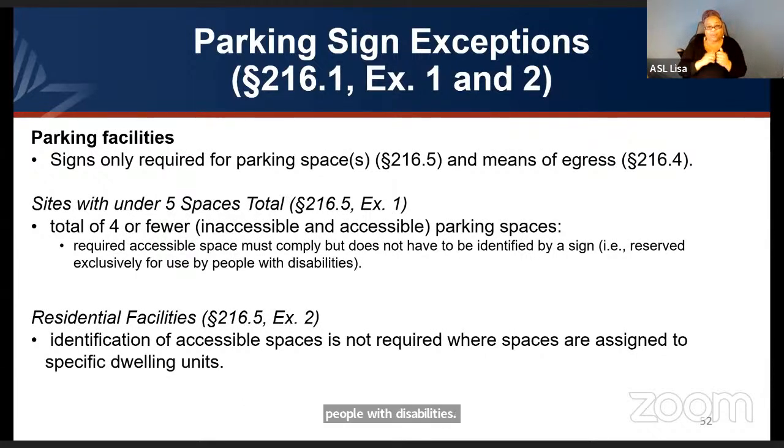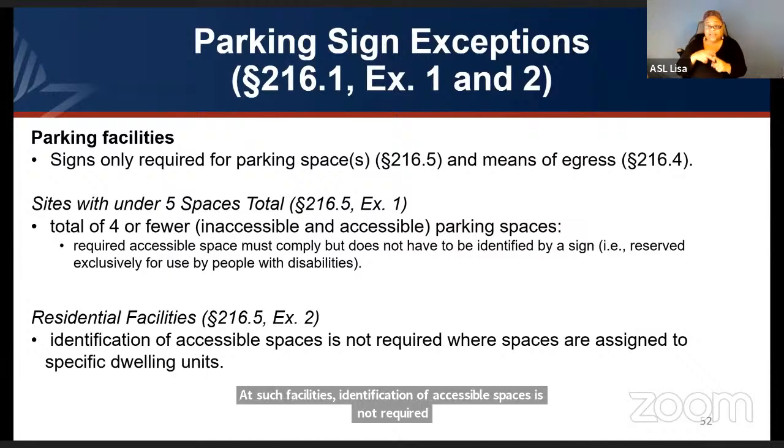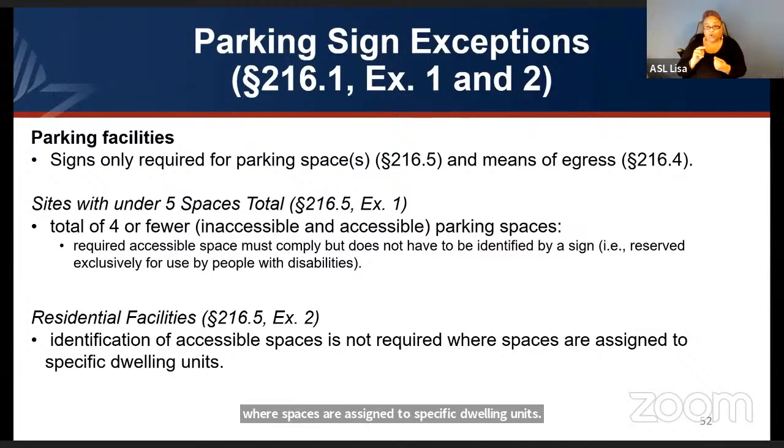The second exception in 216.5 addresses residential facilities. At such facilities, identification of accessible spaces is not required where spaces are assigned to specific dwelling units. Next slide, please.